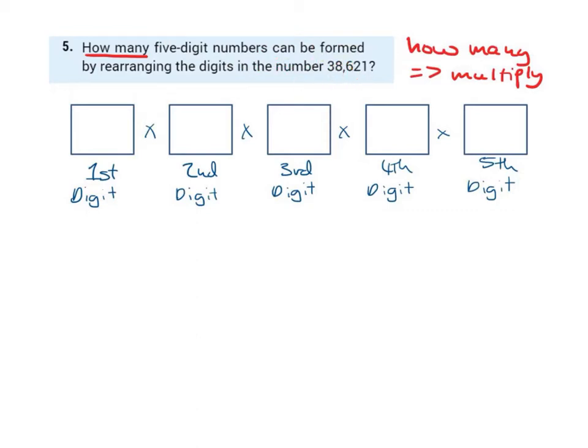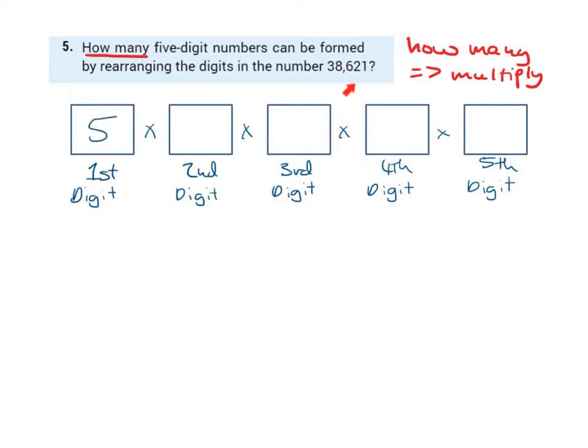So there are 5 digits. So I've got 1, 2, 3, 4, 5 boxes. This represents the first digit, this represents the second digit, this represents the third digit, the fourth digit, and the final and fifth digit. So if we want to arrange the numbers 3, 8, 6, 2, and 1, there's 5 numbers to choose from for the first digit.